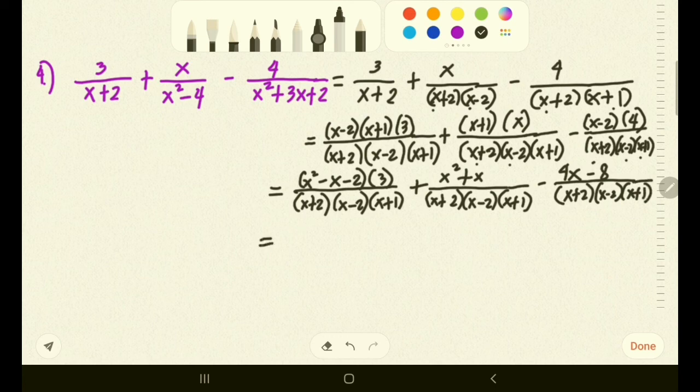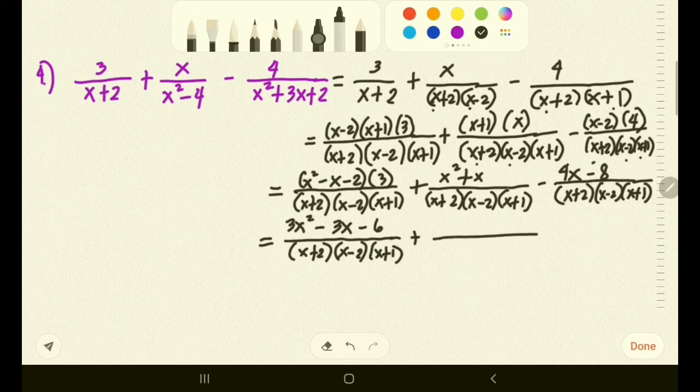Okay, let's continue and add. You simplify the first one first. So you have x squared times 3, that is 3x squared. Negative x times 3 is negative 3x. Negative 2 times 3 is negative 6. Over x plus 2 times the quantity of x minus 2 times the quantity of x plus 1. Since these are simplified, you can now subtract them.